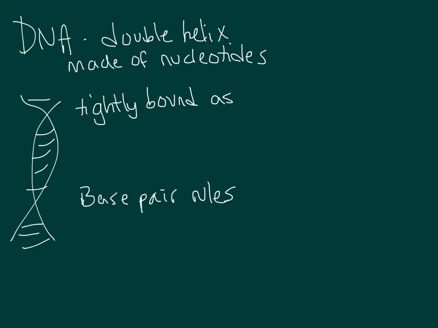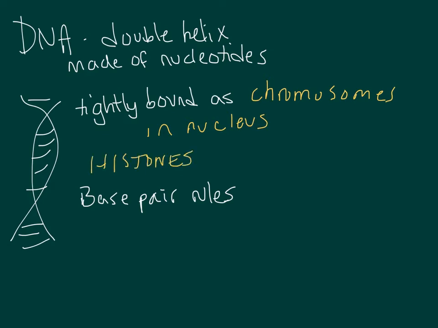DNA is a double helix. It's made of nucleotides. It's tightly bound as chromosomes in the nucleus. You might also hear of something called histones. Histones are proteins that help with the binding of the DNA, and that helps it to be stored really tightly.